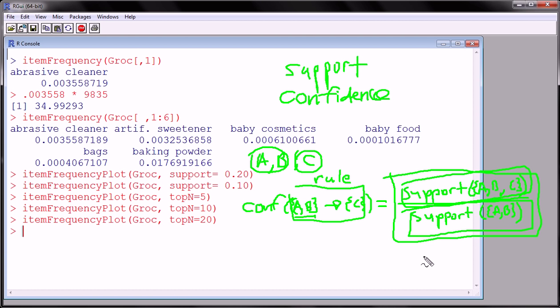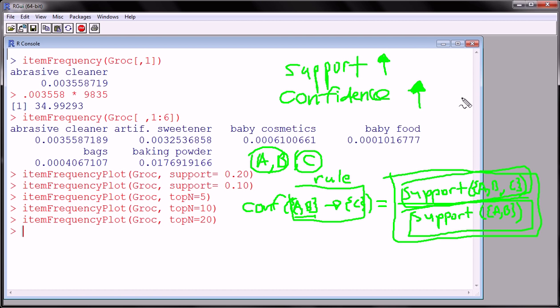Luckily we won't have to calculate this, but for the rules that we look at, we would like to have high confidence. High confidence implies that a rule is likely to be meaningful, that it has good predictive power and good accuracy. So ultimately we want to come up with association rules that have high support and high confidence.